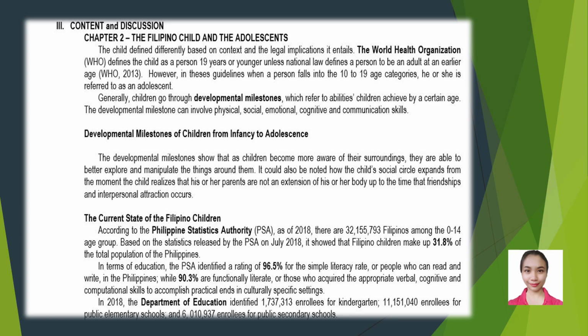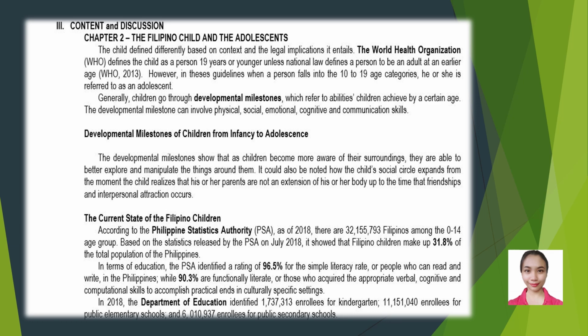So this is a window of golden opportunity wherein the key is health, nutrition, early education, and related services. So it should be delivered to ensure optimum physical and mental development of a child. And then, class, we also have developmental milestones of children from infancy to adolescence.